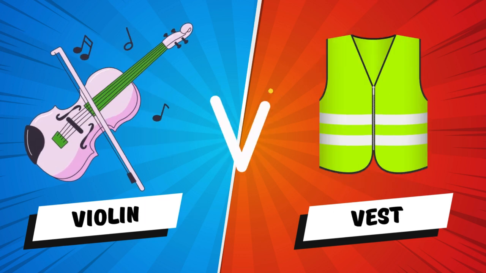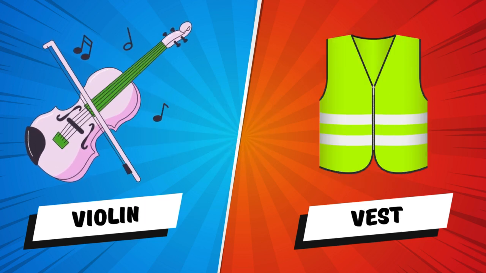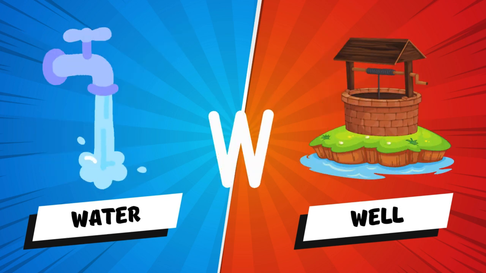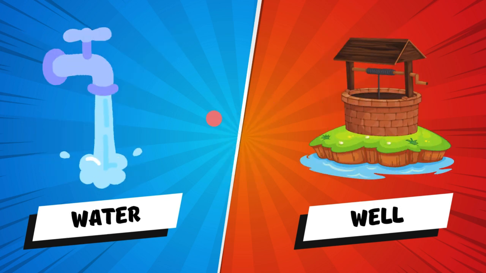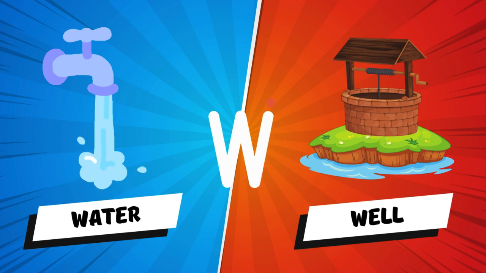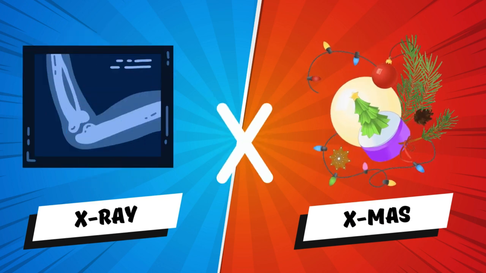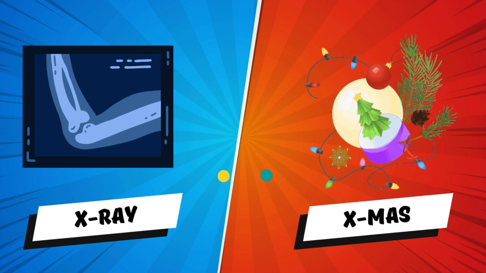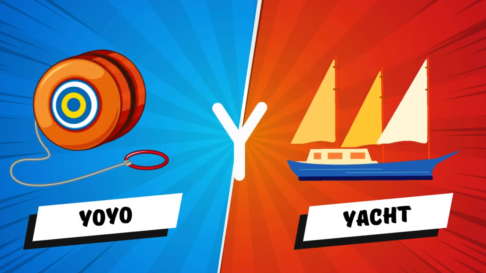V for violin, V for vest. W for water, W for well. X for X-ray, X for Xmas. Y for yo-yo, Y for yacht. Z for zebra.